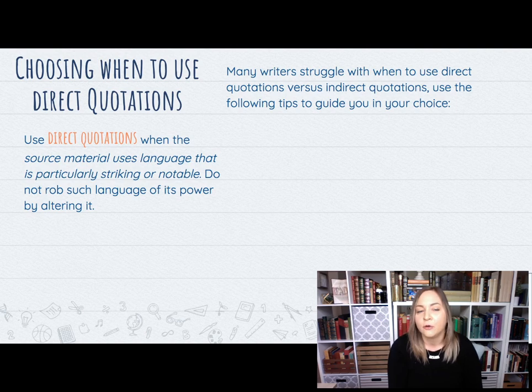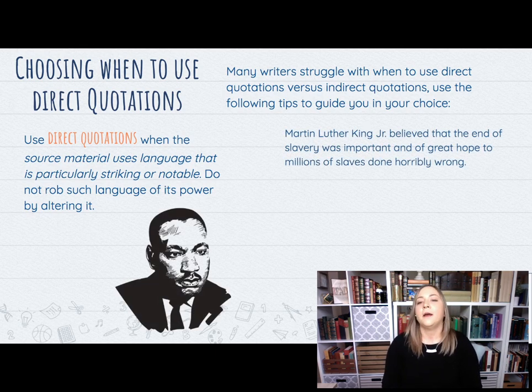I think it needed a quotation, okay? So what I've said here: don't rob the language of its power by altering it. In other words, there are sometimes things that are said in a way that we won't say them better, that maybe shouldn't be altered. Okay, so let's look at an example, guys. Martin Luther King Jr. believed that the end of slavery was important and of great hope to millions of slaves done horribly wrong.